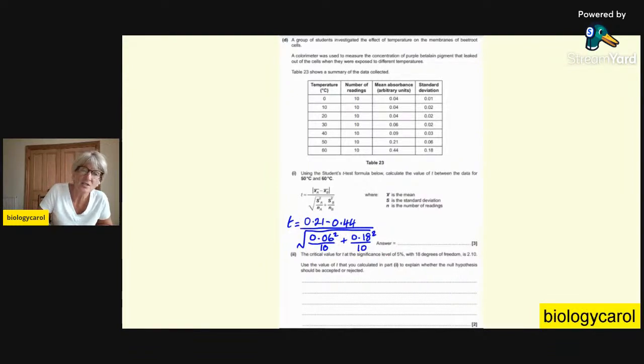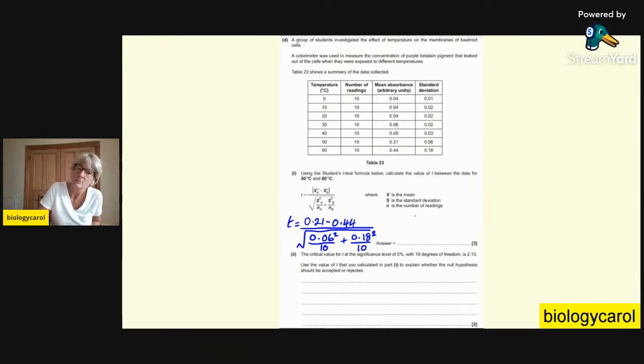Notice that you have to square this number and then divide it by 10, it hasn't got a bracket around this squared, yeah? You square the standard deviation, then you divide it by the number. And of course, you've got to square root the whole lot.